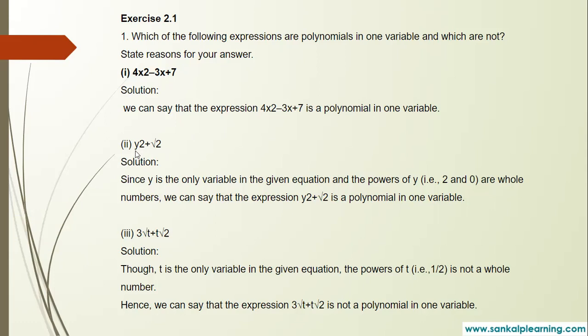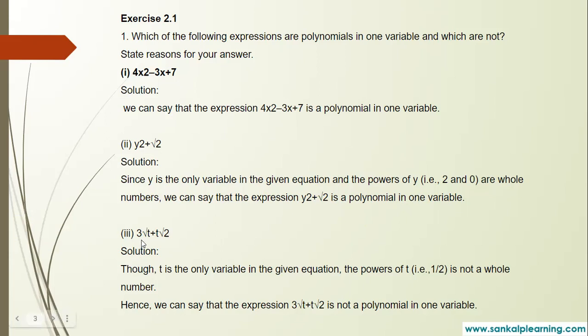Y. There is only one variable, and that is y. Since y is the only variable in the equation, what do we say? The exponent is the whole number 2, right? If it is a negative number, it is not a polynomial. Here it is 2, so it is a polynomial in one variable.